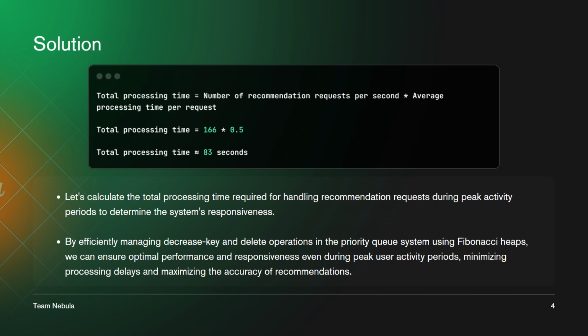Total processing time equals the number of recommendation requests per second multiplied by average processing time per request. Total processing time equals 166 multiplied by 0.5. So at last, total processing time is approximately 83 seconds. By efficiently managing decrease key and delete operations in the priority queue system using Fibonacci heaps, we can ensure optimal performance and responsiveness even during peak user periods, minimizing processing delays and maximizing the accuracy of recommendations.